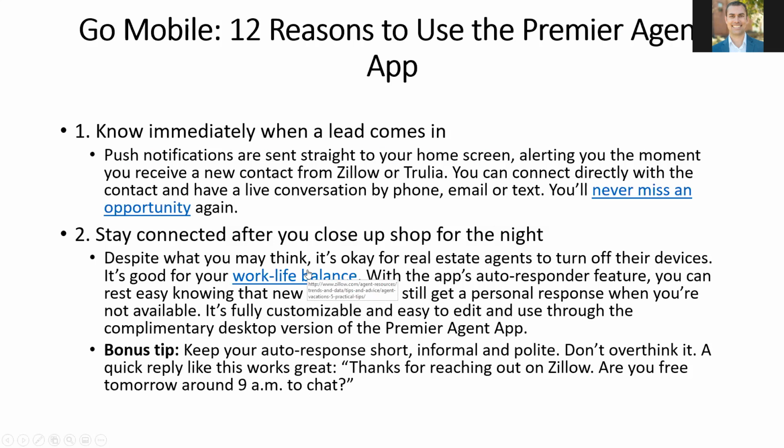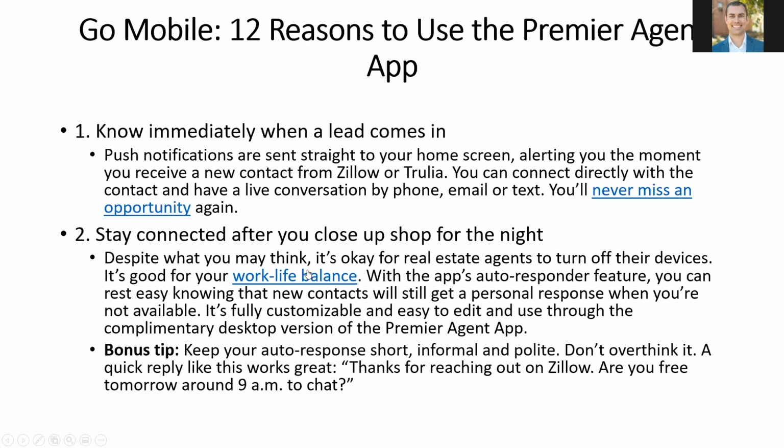Most real estate agents don't turn off their devices, but the app itself has an autoresponder feature that can start communicating for you. You can set it up to send text messages or responses out to begin to converse with that person. And then when you get up the next day, you're able to just pick up from where that left off.